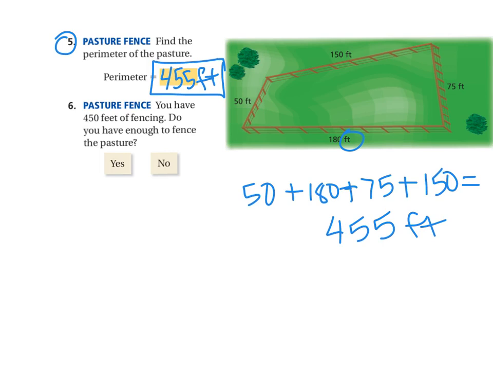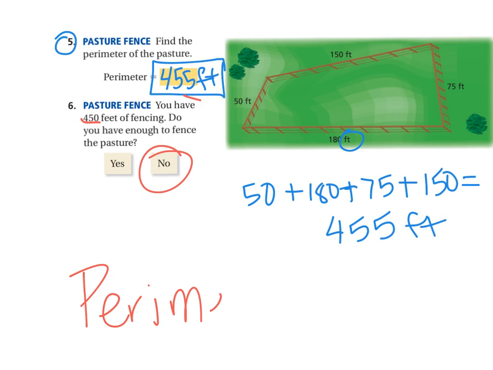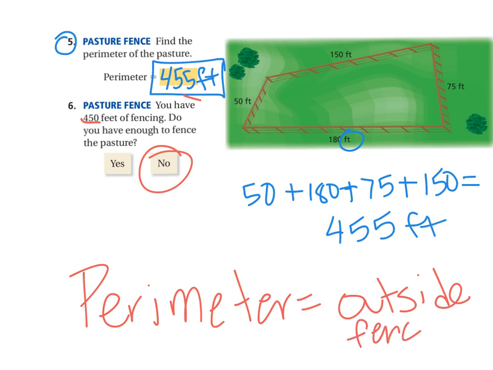Okay. Number 6 says you have 450 feet of fencing. Do you have enough to fence the pasture? Well, if this is 450, I need 455, so no, I do not have enough fencing to fence this pasture. All right, so again, when you're dealing with perimeter, it's all around the outside of the shape. Another way to think of it is fence line. That's the visual that always works for me. All right, so get going on your IXL. This should help you for your next 3 IXLs.